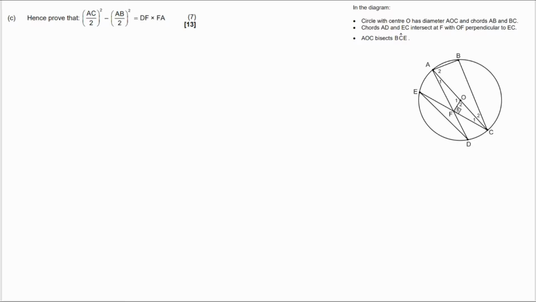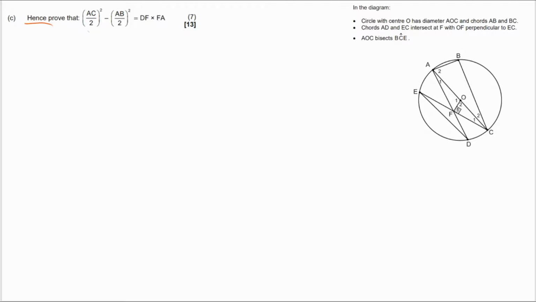Now we get a bit of a hefty question for 7 marks, but they say hence, so we have to use information that we have proven before. They say prove that this thing is equal to this thing over here. These things look weird, right? So let's see where they get these things. Where is all of this coming from?